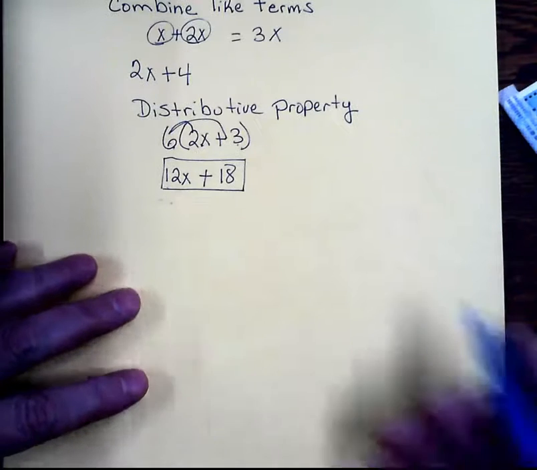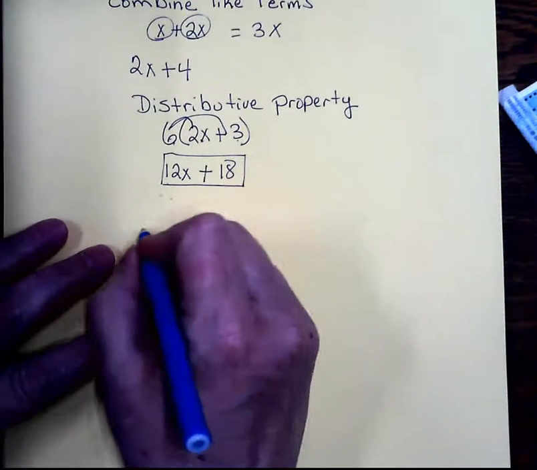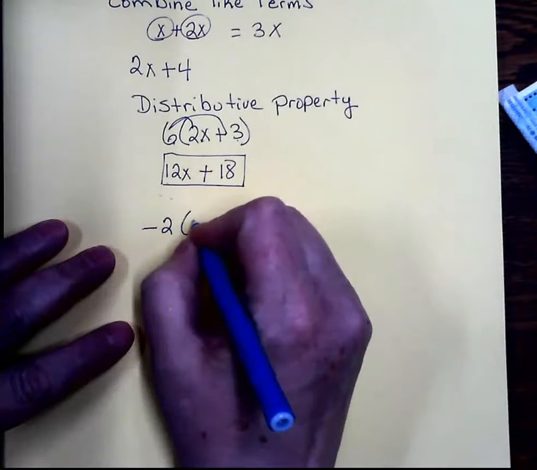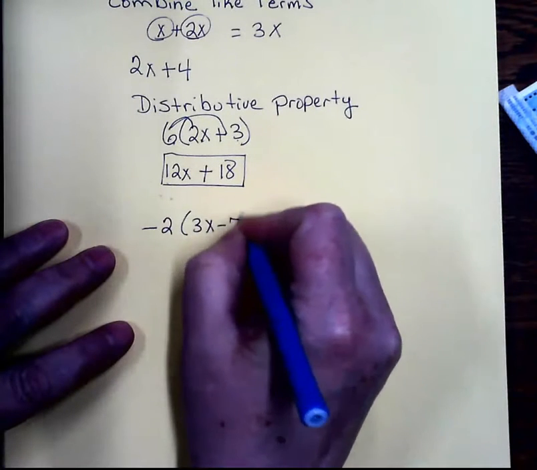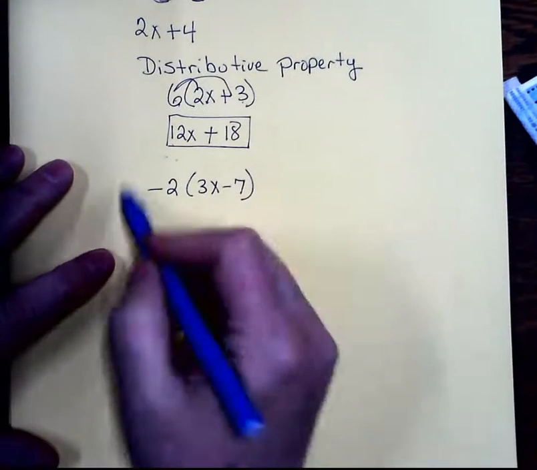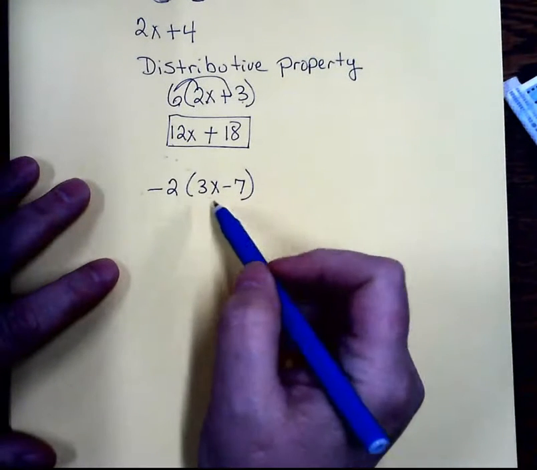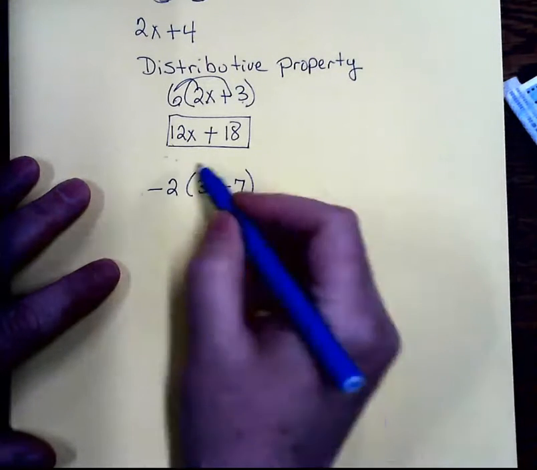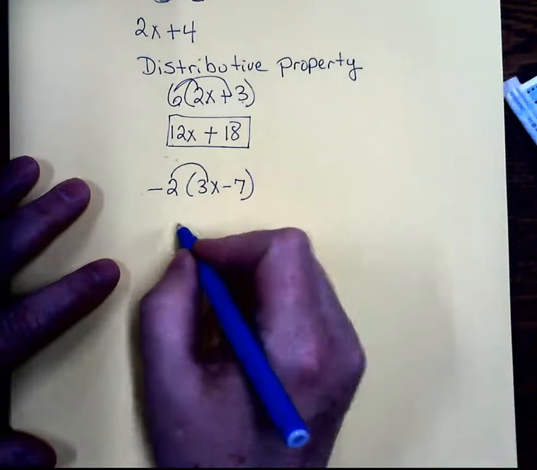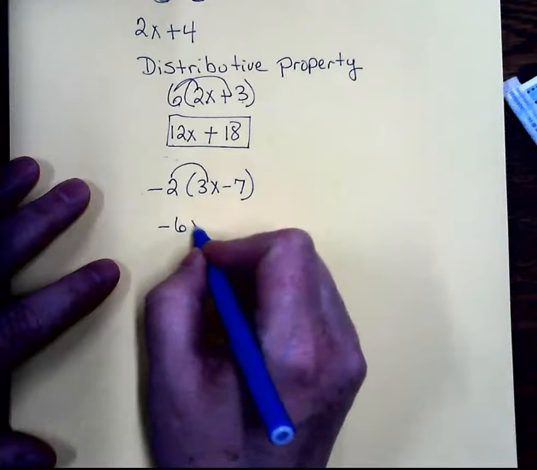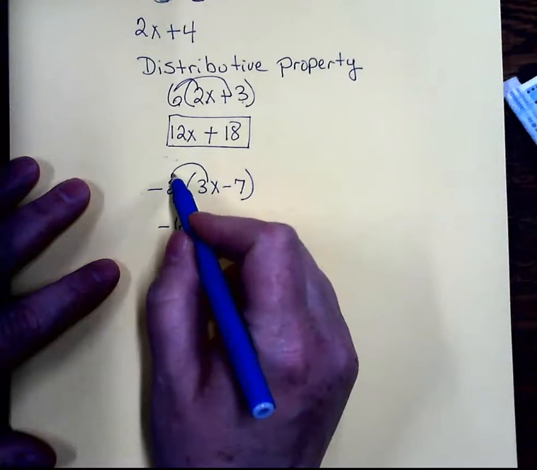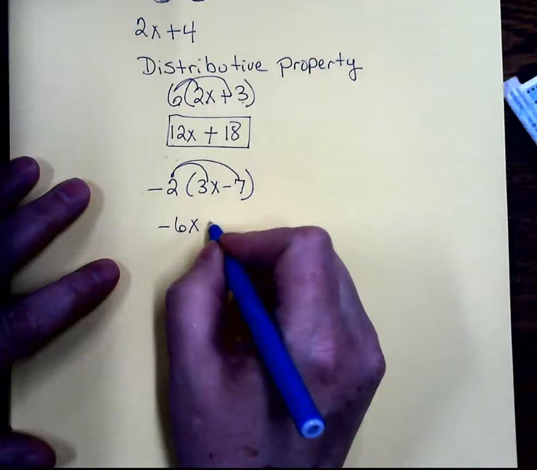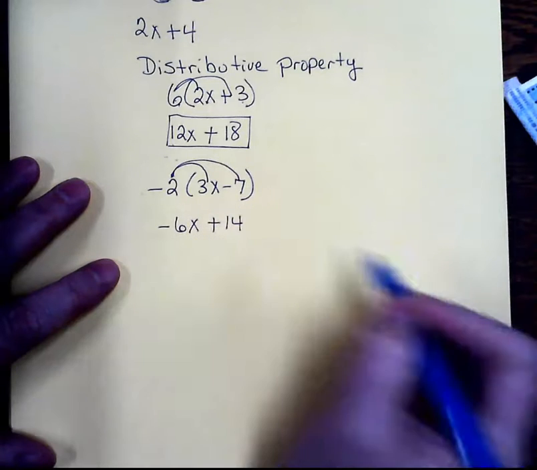We then have a negative distributive property where the number in front is negative. Now, it probably won't look like this. I'm going to show you what it'll look like in just a minute, but that means you multiply everything on the inside by a negative 2. So this would be negative 2 times 3x, which would be negative 6x. And this would be negative 2 times negative 7, which would be a positive 14.